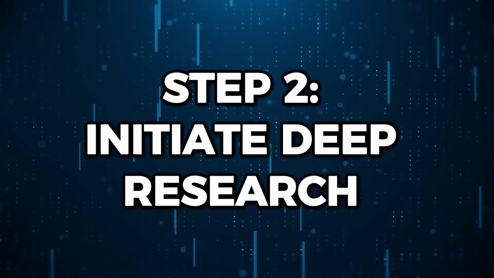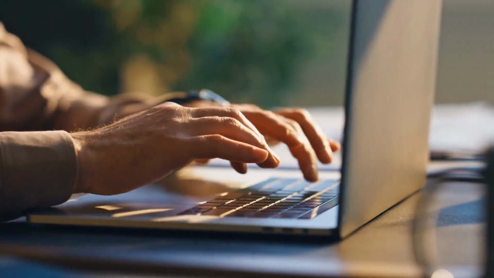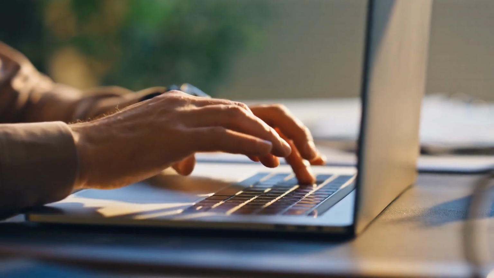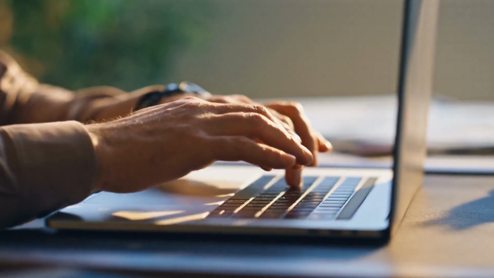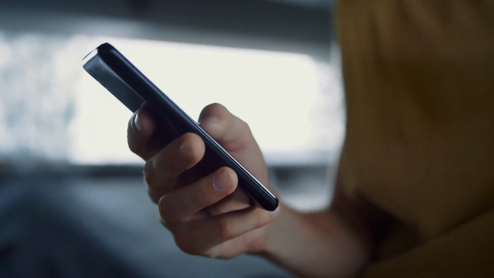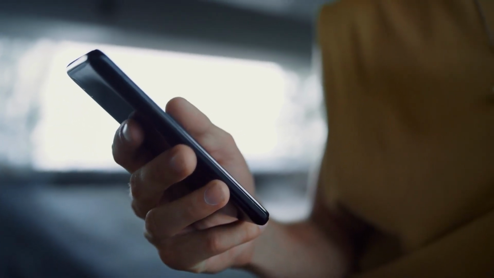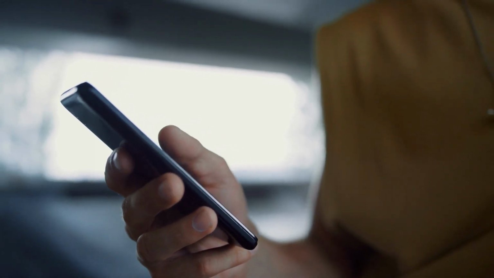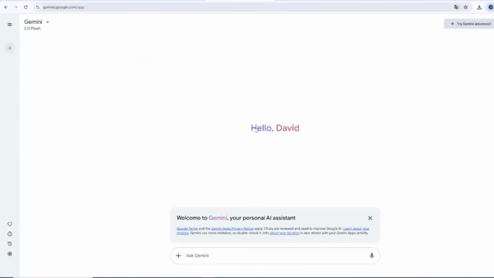Initiate Deep Research. To start using Deep Research, you need to get into Google Gemini. I do this on my laptop most of the time, but you can use it on your phone too, through the app or the website. You open it up and start a new chat, which is just a blank box where you type. This is where you tell it what you want.